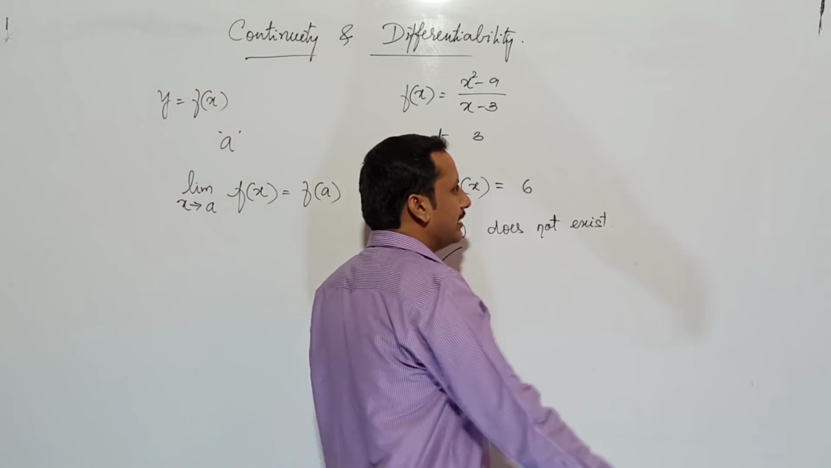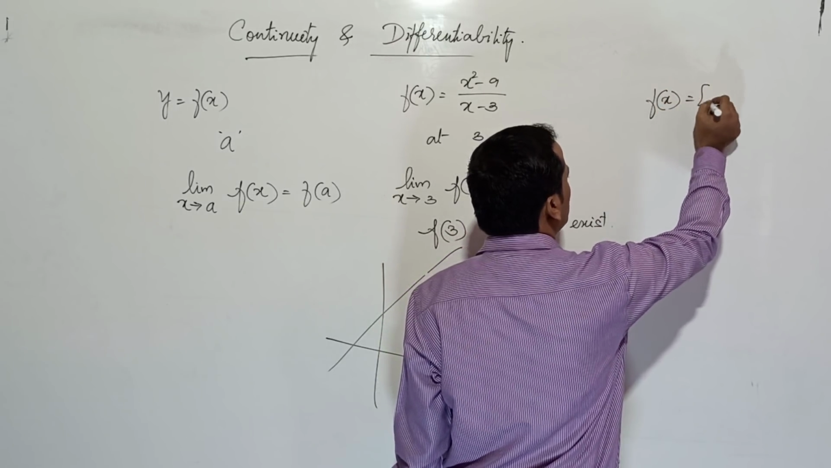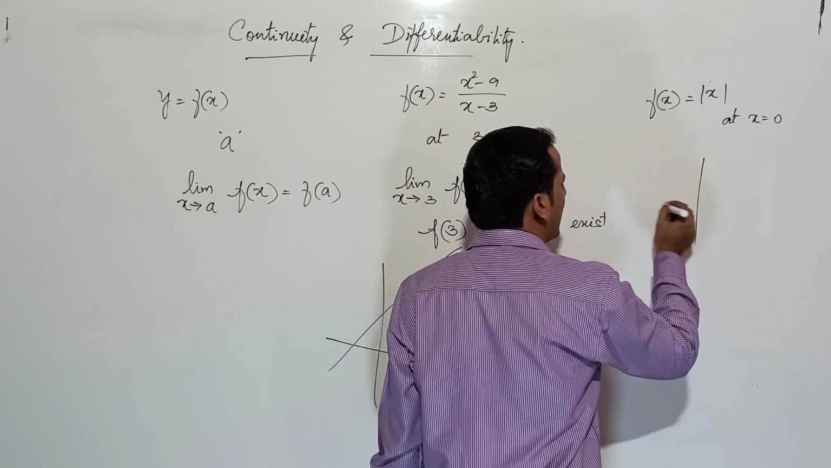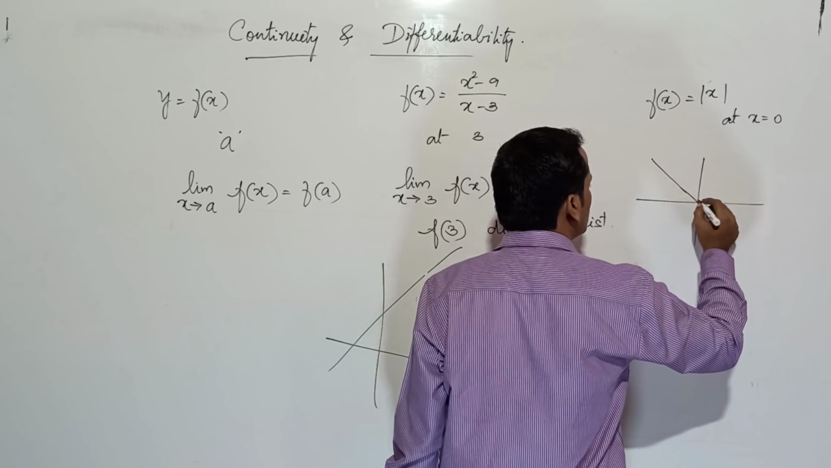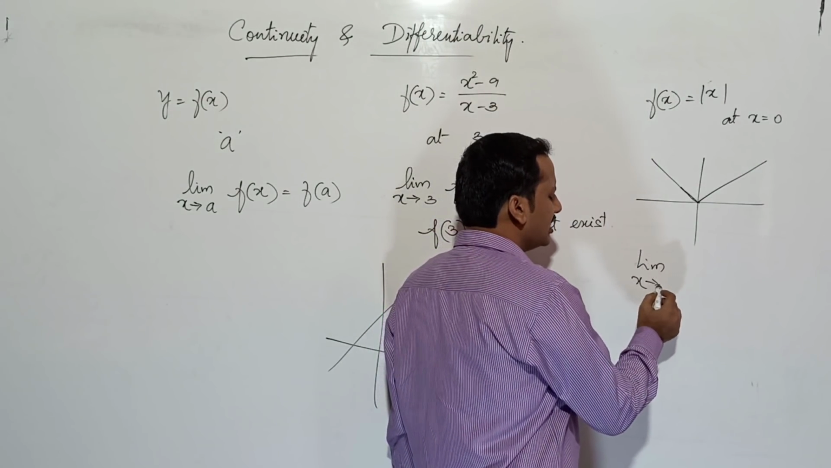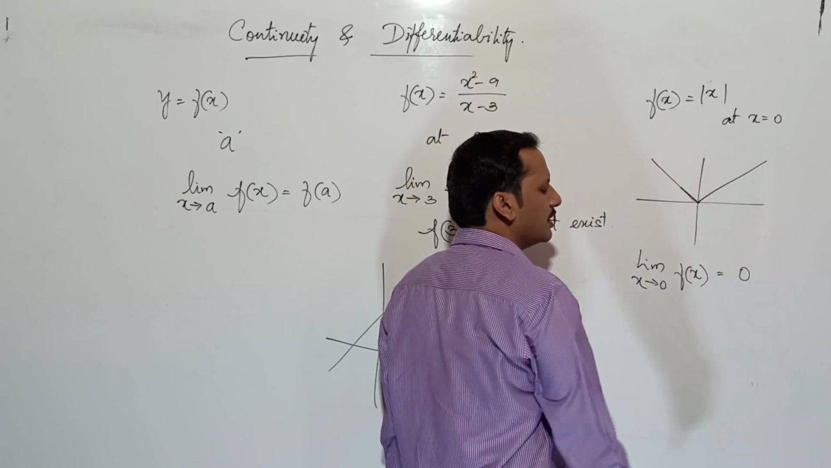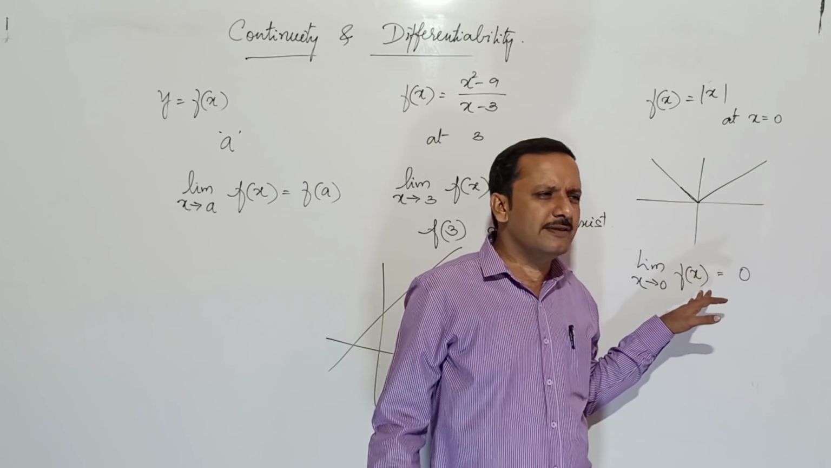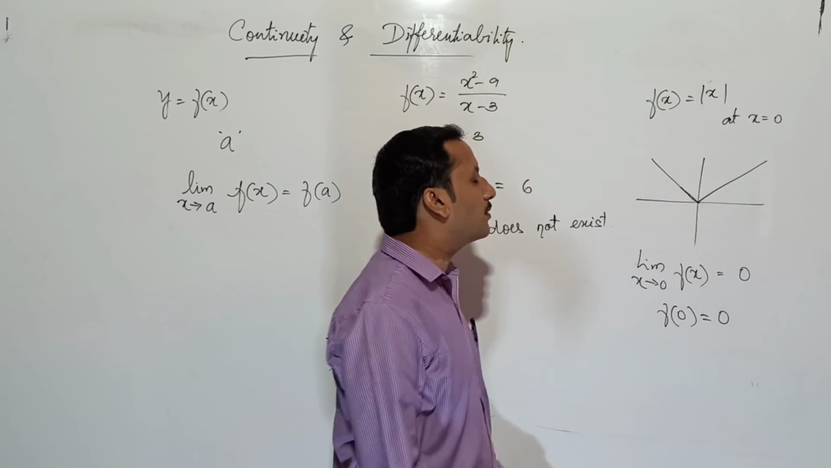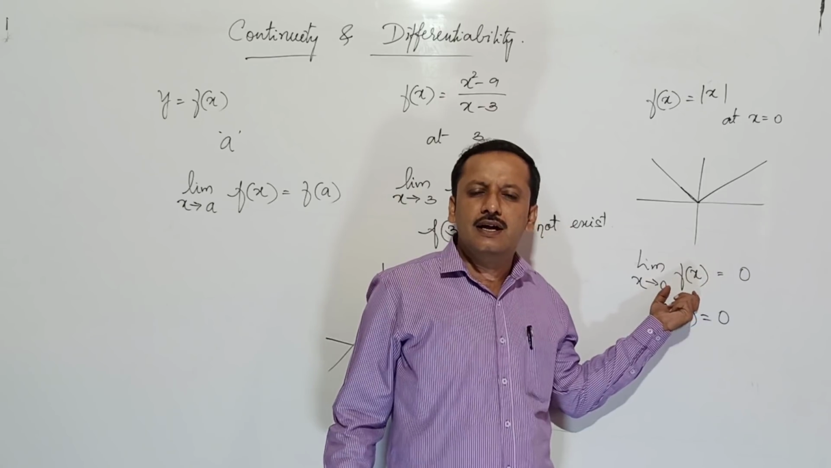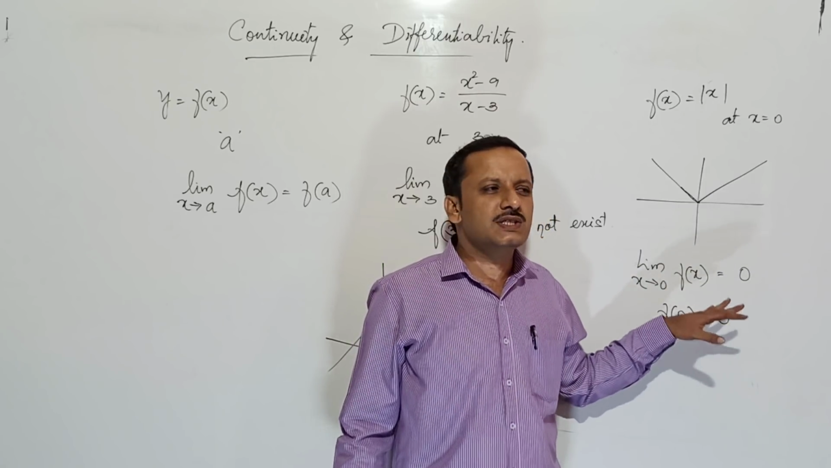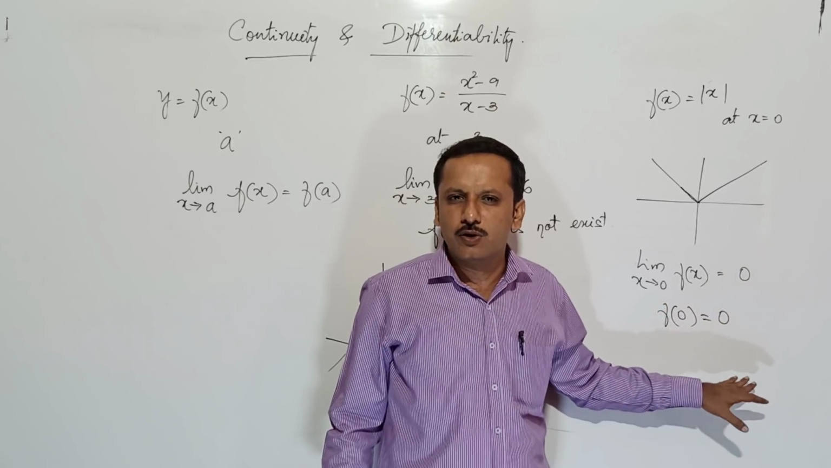Now, let us look at the next example. The next example we discussed was f of x is equal to mod x at x equal to 0. Now we saw that limit as x tends to 0 of f of x is equal to 0. We already discussed that. The left hand limit is 0, right hand limit is also 0. Now f of 0, what is f of 0? F of 0 is also equal to 0. So the limit exists which is equal to 0, and the function is defined at 0, its value is also equal to 0. So this function is continuous at x equal to 0.